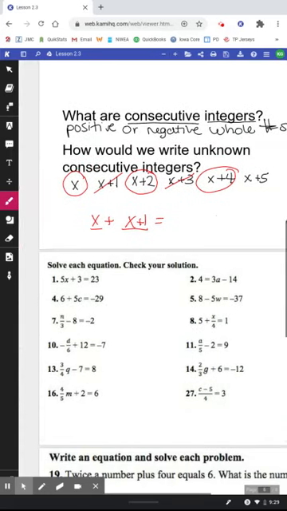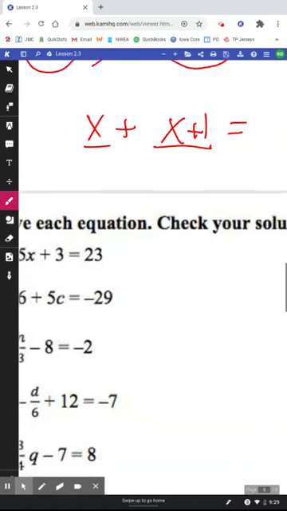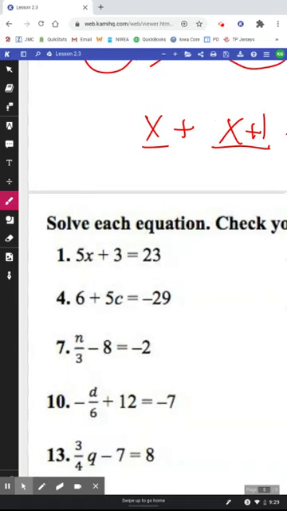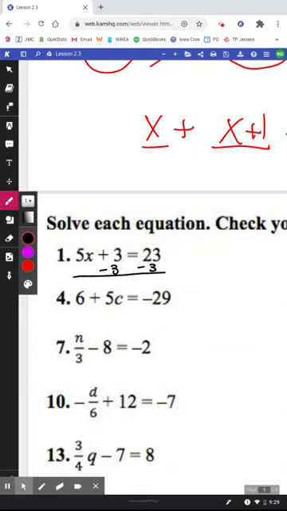So number 1 here, we have 5x plus 3 is set equal to 23, and I need to solve that. So I ask myself, is there any distribute? No, there's not. Any combined like terms? No, there's not. Addition or subtraction? Yes, there is. Right here with my x, I see there's a plus 3. So my opposite would be to minus 3. Whatever I do to one side, I must do to the other. So that gives me 5x equals 20.